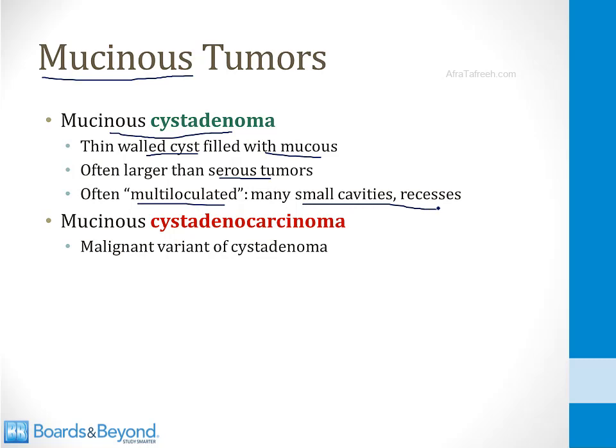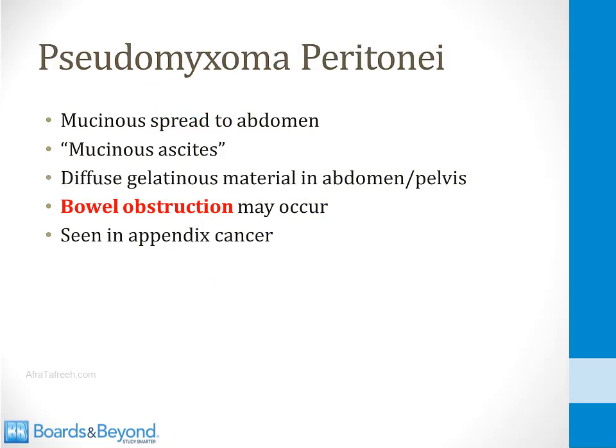The malignant version of this subtype is called a cyst adenocarcinoma, and there's really nothing special about it. It's just a malignant variant of a cyst adenoma. A high-yield detail to remember about mucinous ovarian tumors is that they are associated with a condition called pseudomyxoma peritonei. In this condition, basically the abdomen fills up with mucus and obstructs the bowels.